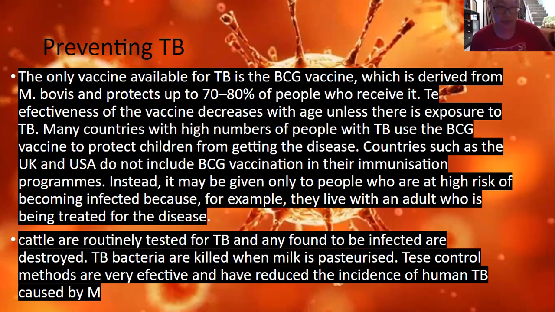Instead, it may be given only to people who are at high risk of becoming infected because, for example, they live with an adult who is being treated for the disease. Cattle are routinely tested for TB, and any found to be infected are destroyed. TB bacteria are killed when milk is pasteurized. Control methods are very effective and have reduced the incidence of human TB caused by M. bovis. Next.